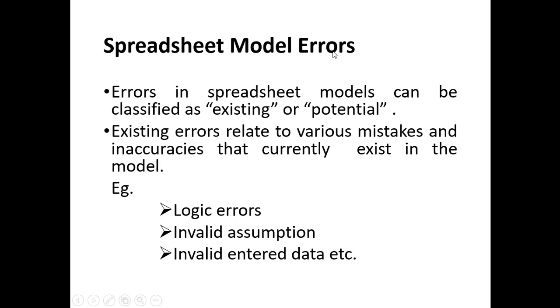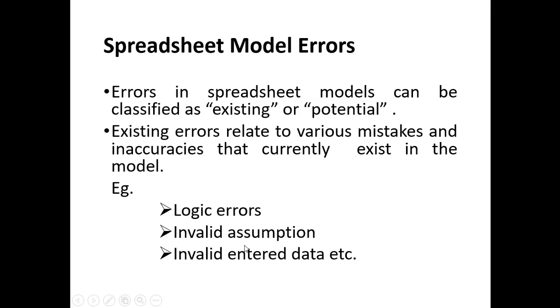The errors that you would witness in a spreadsheet model can broadly be classified into two. We call it existing errors and potential errors. As the term suggests, the existing errors are the errors that are there in the developed model, while the potential errors refer to errors that can be encountered in the future. The existing errors relate to various mistakes and inaccuracies that currently exist in the model. So the existing errors are evident in the model that you had developed.